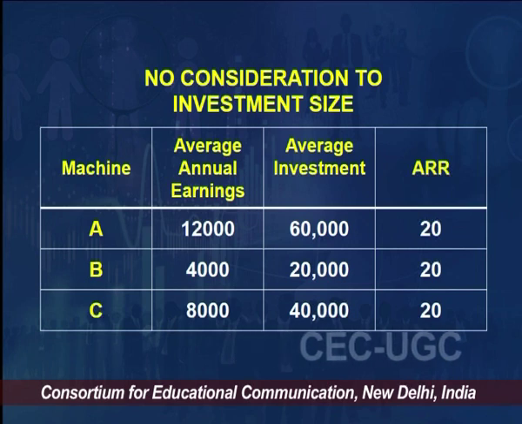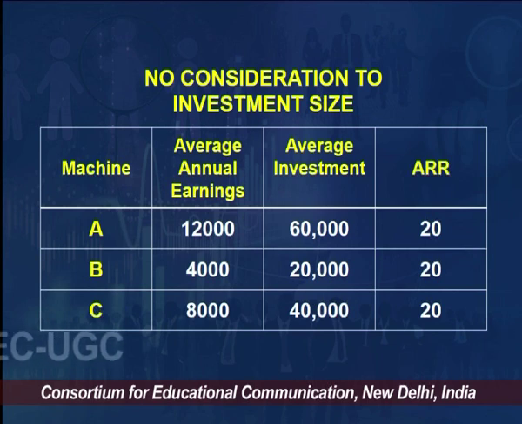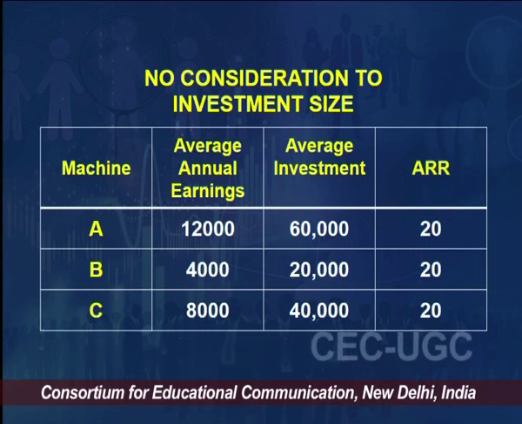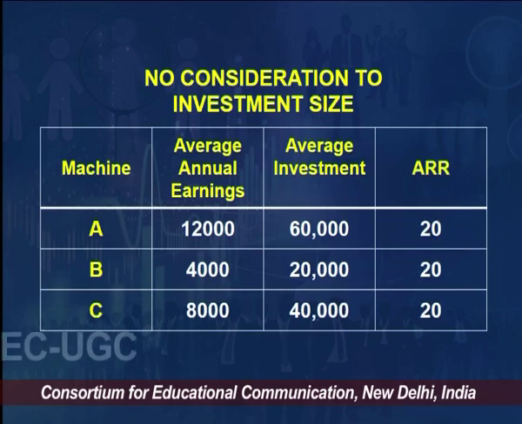There are three machines A, B, C. The average annual earning is 12,000, 4,000, 8,000, and the average investment is 60,000, 20,000, 40,000, right. So, what is the accounting rate of return? The ARR in all the three cases is 20%. What do you learn by this? The point I am making is, if I have to take a call as a business on the basis of ARR, accounting rate of return or average rate of return, I will consider all the three proposals the same, right, because they are giving me the same result of ARR 20%.